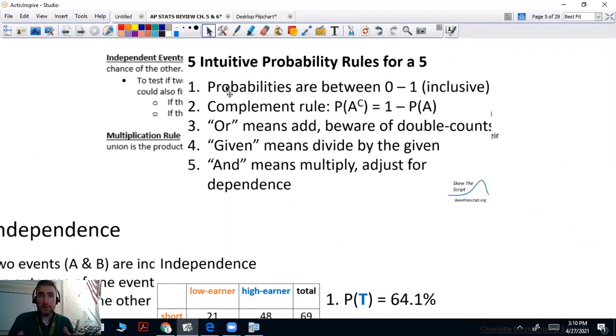Talking about intuitive probability rules, probabilities are always between 0 and 1. The complement rule means you simply subtract from 1. Or means to add, but don't double count. Given is always what you're dividing by, and and means multiply, but also and means overlap in the sense of a Venn diagram or a two-way table. We want to adjust for dependence if that's the case. If you're sampling without replacement, let's say you have 10 marbles and you pull out one marble, that denominator is going to change, so you want to reflect that in your calculations.